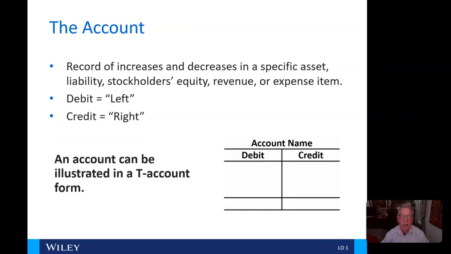Okay, the account. This is like a little T account over here, as you see. It has the account name here, and the debits are on the left and the credits are on the right. And that's the meaning of debits and credits. Don't think they mean anything other than that. So that's how we're going to depict this general ledger account.